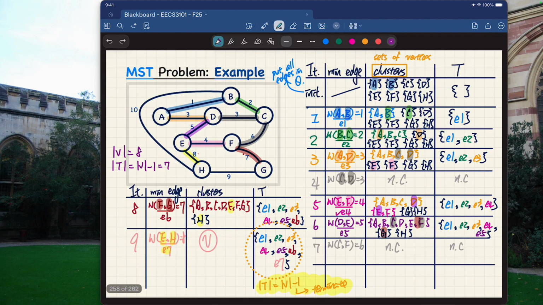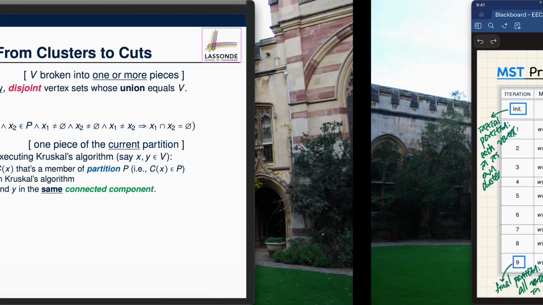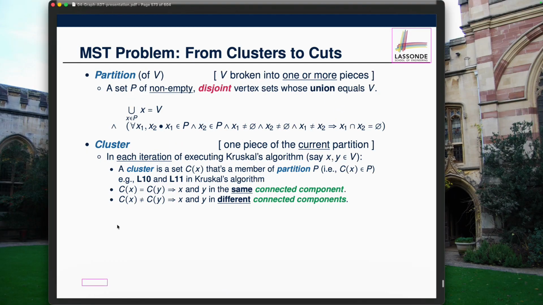All right, so the second case will be, let's see. So go back to the slides. The second case will be, what if the two vertices belong to two different clusters?